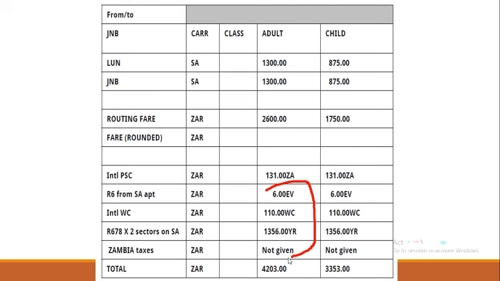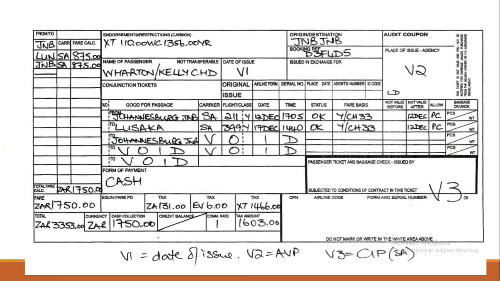The taxes that are highlighted in this region will be added up and written in the ticket as XT. They will be written in the ticket as XT. So in this scenario, we find that we don't have a VAT, but we do have PSC, and as you can see here in this section, it's then written out for you.